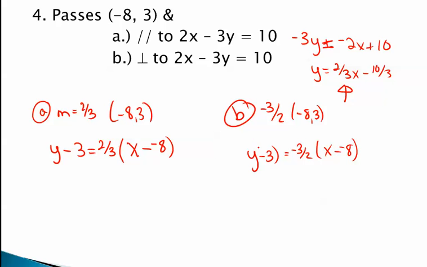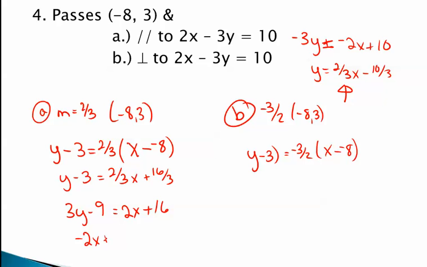And then calculate it from there. We'll distribute, multiply by 3, bring x and y to the same side, bring the 9 over. So here's an equation parallel to that, going through the point.